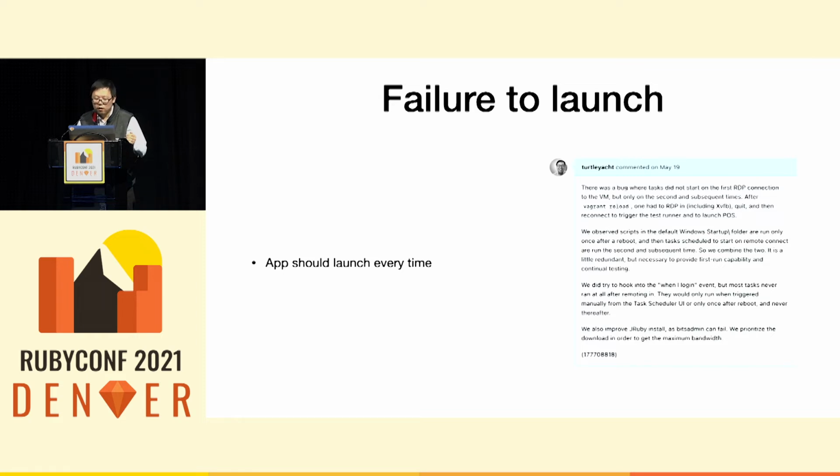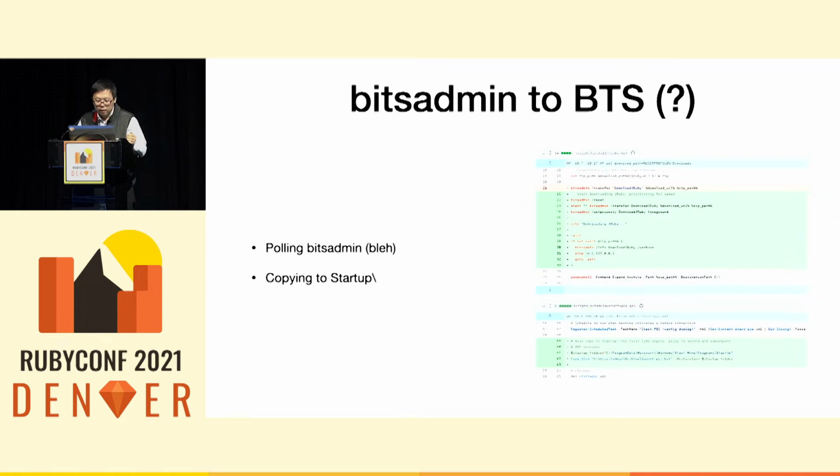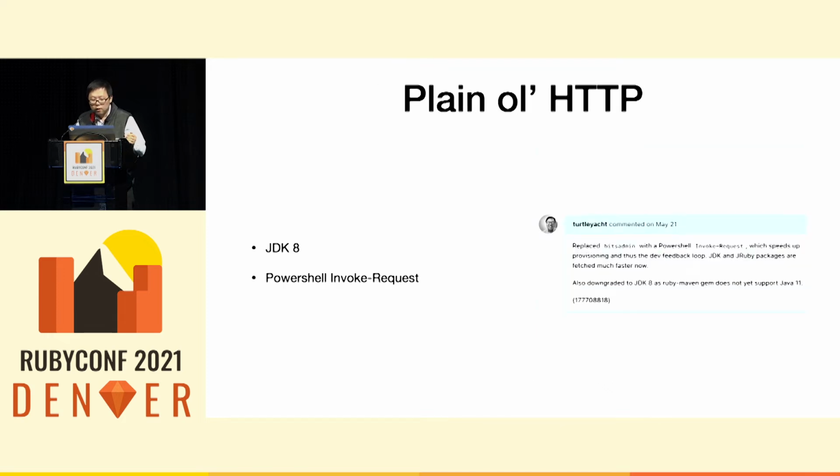That's future work. For this commit, we fix the app not launching the first time. We reuse our existing script in the startup folder. The bits admin changes here supposedly make the JRuby download faster, but we replace it later with a much faster alternative. In the screenshot below, we copy a script to the startup folder. But it takes forever for bits admin to get its magic going, so we directly HTTP get the thing. Otherwise, downloading Java and JRuby files can time out.